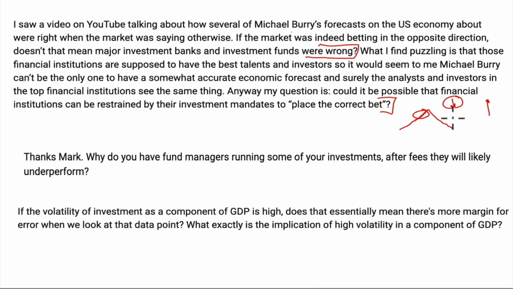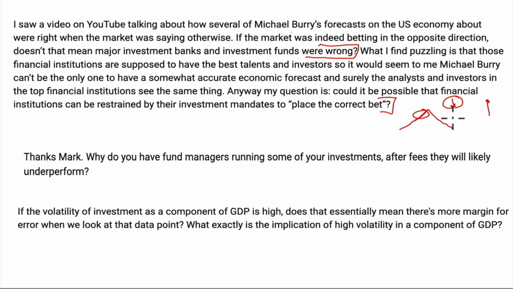Why do you have fund managers running some of your investments? After fees, they will likely underperform. Well, that's the point, right? You want to make sure that after fees, they do not underperform. So you look at their track record. You have to vet the fund managers. You have to say, do you have a 3-year, 5-year, 10-year track record? Let me see your performance versus various benchmarks.